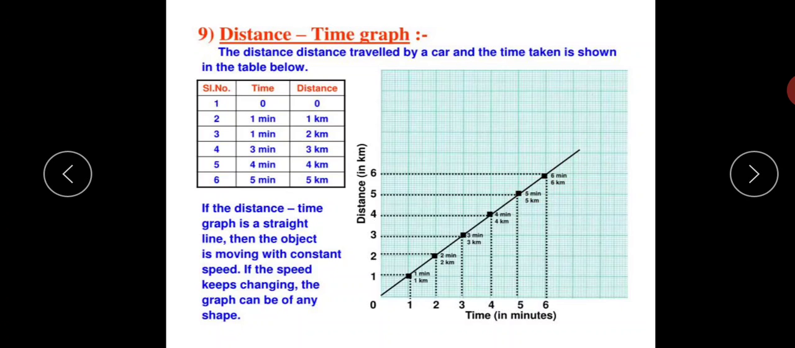If it varies, that is, the points are at some other values, then what happens? The shape of the graph will not be a straight line, but it will be a zigzag, we can say. So with that we can come to know whether the speed is constant or not with the help of the graph. So we plot the graph and also understand this concept.